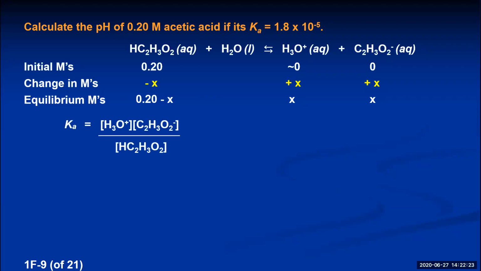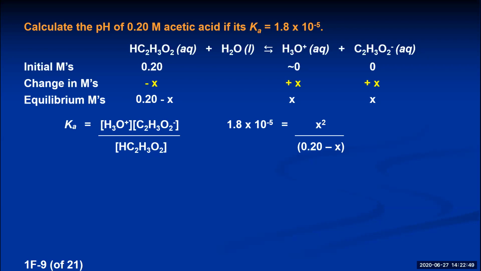So the Ka of acetic acid will equal the hydronium ion molarity multiplied by the acetate ion molarity divided by the acetic acid molarity. And I know the Ka value, and I plug in all my equilibrium molarities to the right side of the Ka expression, and now I have an equation I can solve for x. You can do it by doing the quadratic formula, or because the Ka is less than 10 to the minus second, we can make an assumption.